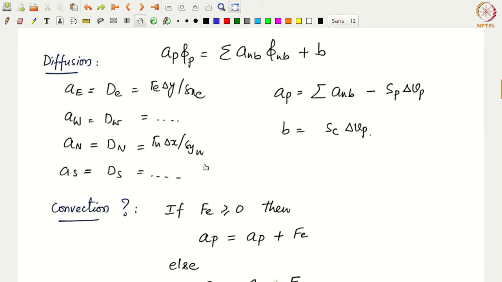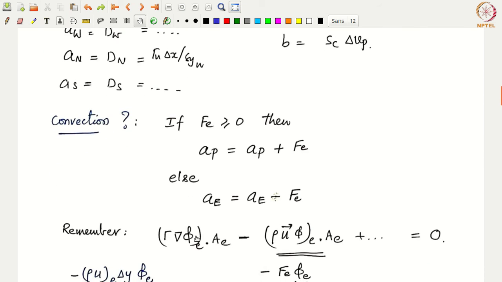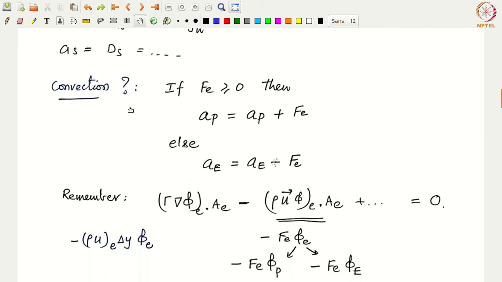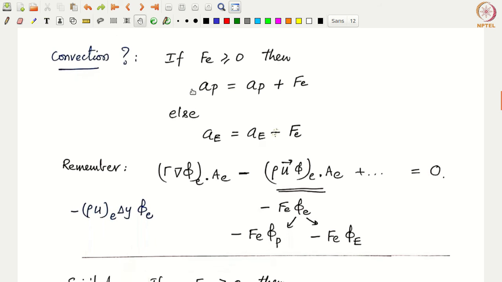Now let us look at the convection part. If Fe is positive, then what do we need to do? You look at the original equation and bring the convection term to the right hand side, right? We have gamma grad phi e dot Ae minus rho u bar phi e dot Ae. So essentially we are only considering the east phase. Then we have the diffusion term, the convection term brought to the right hand side, plus the source term. Of course we have 4 such terms corresponding to the 3 other phases, west, north, south.